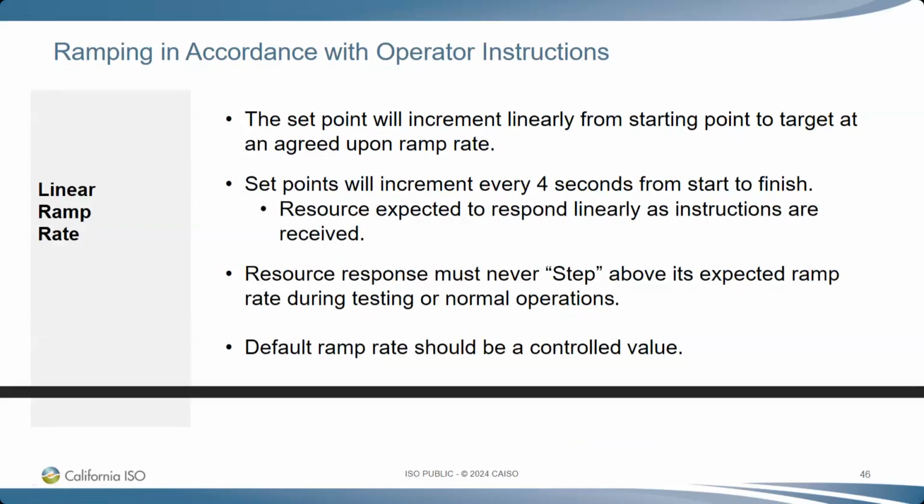So the set point is going to increment linearly from starting point to target, and from a testing standpoint, it's going to be an agreed upon ramp rate. Set points are going to increment every 4 seconds from start to finish, and that resource is expected to actually follow that linearly, follow the instructions when they're received. Now, it's really important that the resource doesn't overstep above what that expected ramp is. It should be a nice, smooth ramp up, especially during testing, but as well as normal operations. Any default ramp rate should be a controlled value.